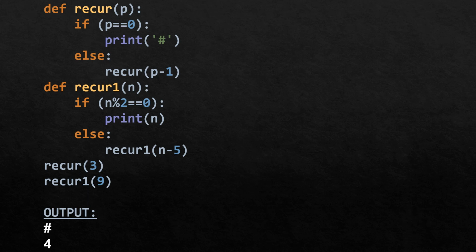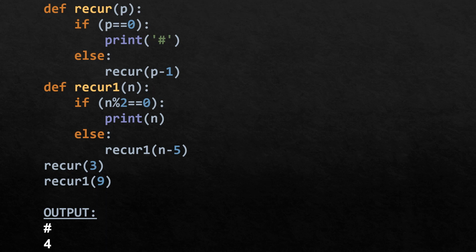You can see here recur is defined with a variable p, and within that it is again called with p minus 1. That's a recursive call. Similarly, we have defined another function recur1 with the argument n, and there is also a recursive call, that is recur1 of n minus 5. Now if you call both the recursive functions with two values, recur with 3 and recur1 with 9, then we'll get the output like this.